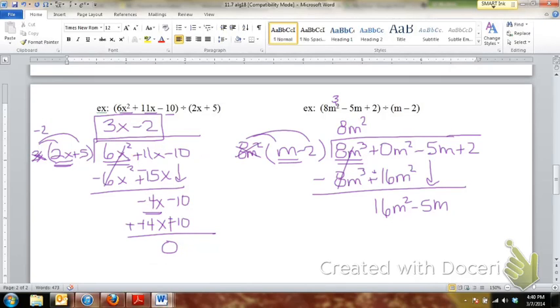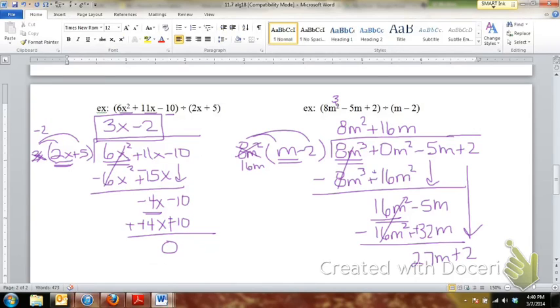Done with that. M to 16m squared, I need a 16m. So 16m goes here, distribute, distribute. I get 16m squared minus 32m. Subtract, subtract, so change, change. Is that 27m? Bring down my plus 2. M to 27m, I need a positive 27. So 27m minus 54, subtract, subtract. That gives me 56 as my remainder.